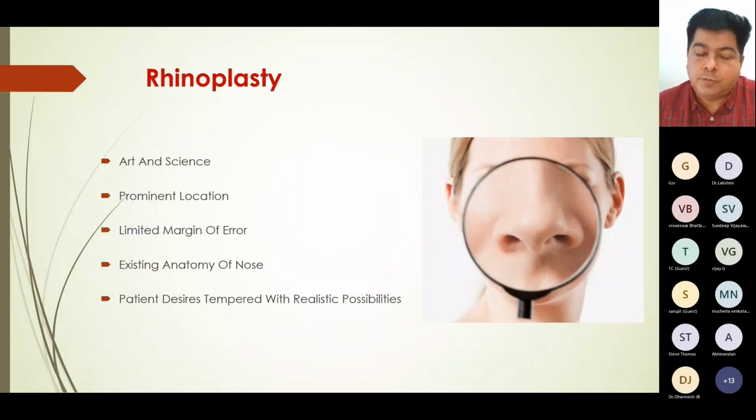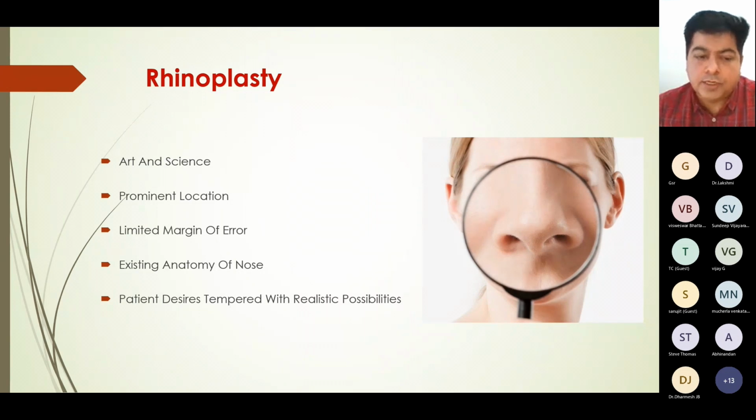So you see, rhinoplasty is a very common procedure which all of us would have done and the residents would be required to do. It is considered both an art as well as a science. But the problem is that since the nose is at such a prominent location, there is very limited margin of error. And in case you go wrong at even a very minor place, it will be noticed by everybody. So there is a very limited margin of error.